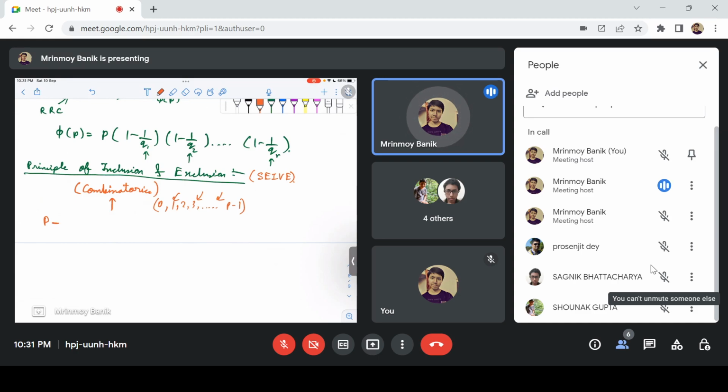Next, how many numbers are there which share a factor of 2 with p? Remember, p is not a prime number here. For a number to share a factor of 2 with p, p has to be divisible by 2 first. So if p is divisible by 2, we have floor of p by 2 numbers which share a factor of 2. So what is floor of p by 2?